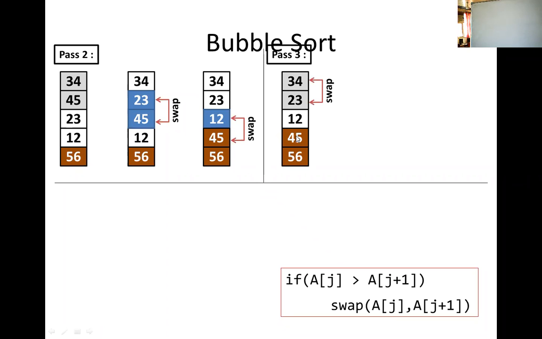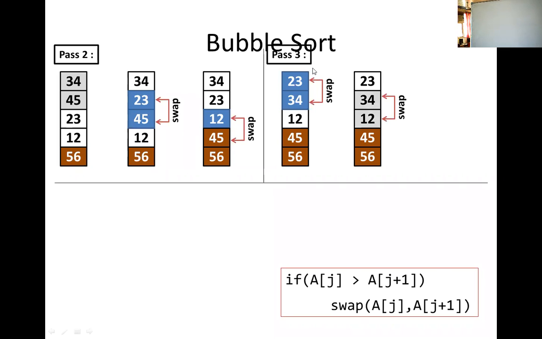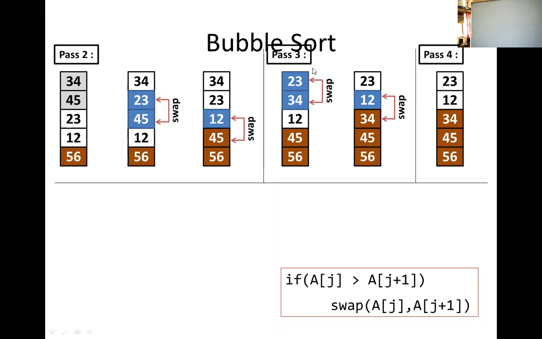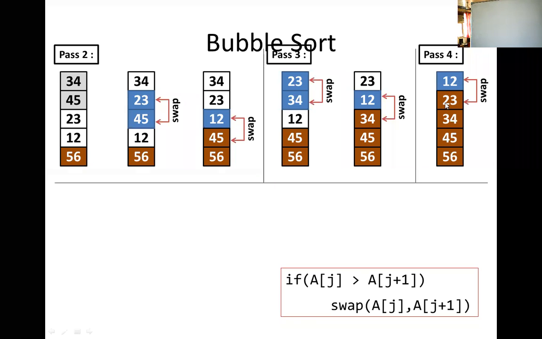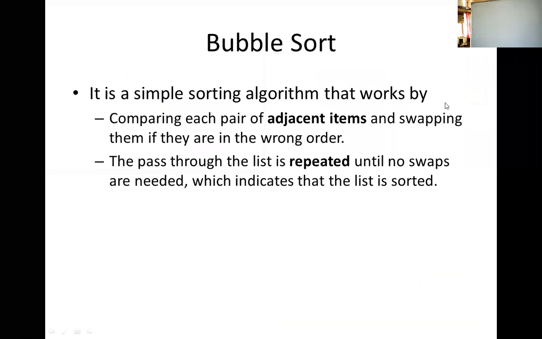So again, we have to check for pass 3. In pass 3, 34 is greater than 23, we will swap it. Now 34 is greater than 12, so we will again swap it. So 34 is less than 45, okay. 45 is less than 56, so no swap is needed. Now in pass 4, 23 is greater than 12, so 12 and 23 will be swapped. Fine. So this will be your output. So this is bubble sorting.